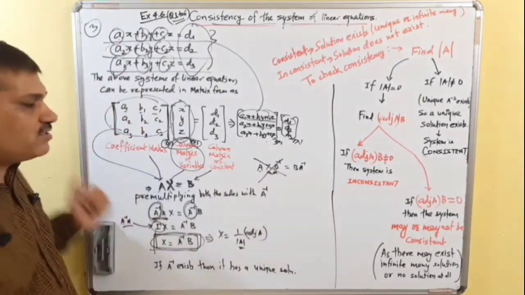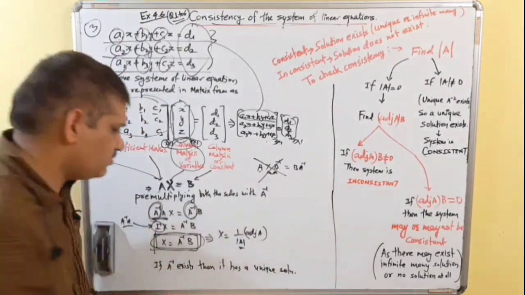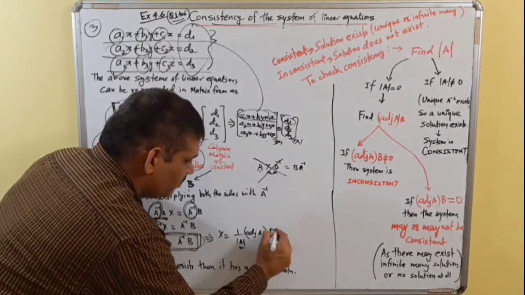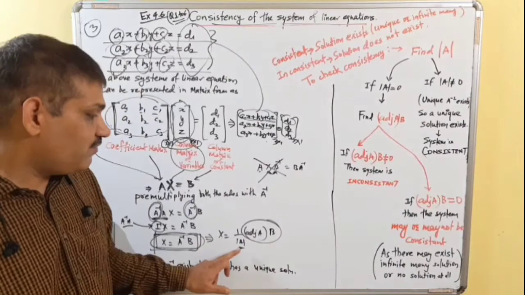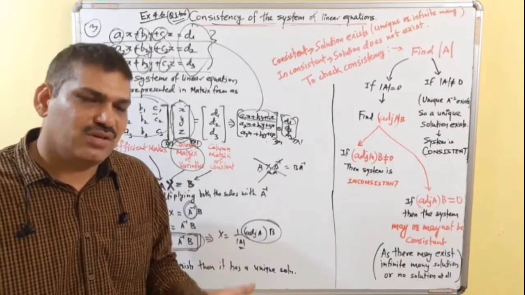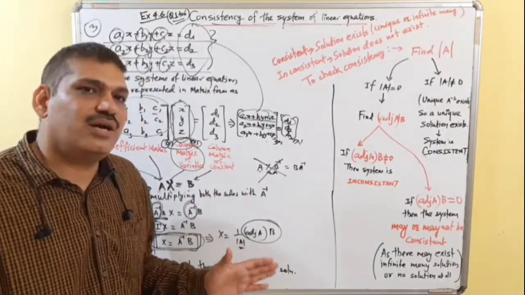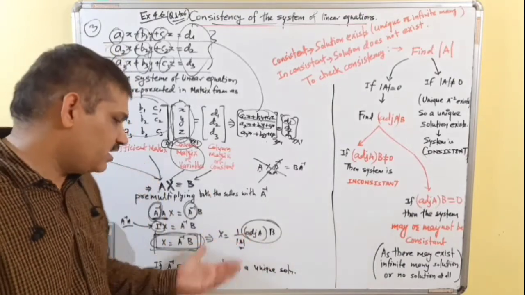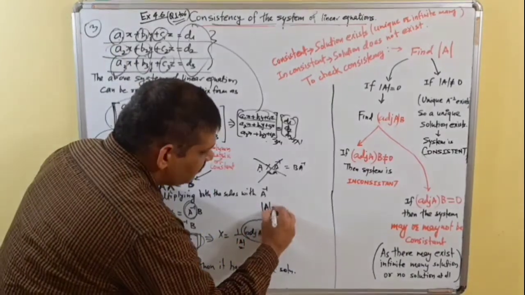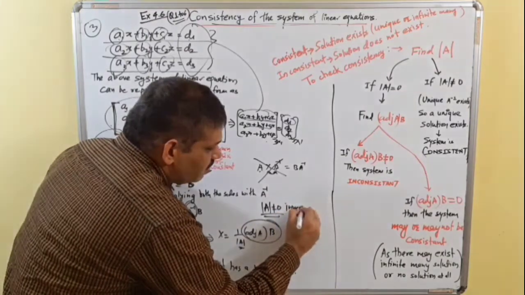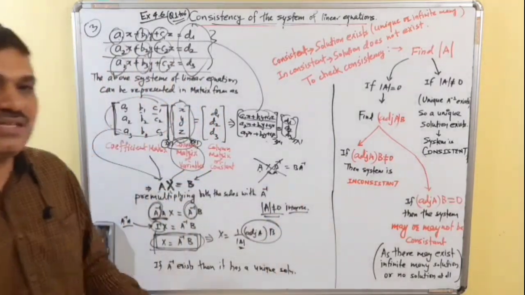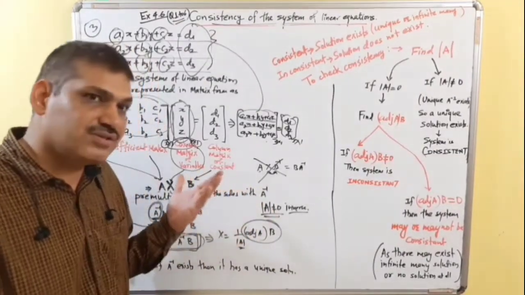Now, first of all, what we do is we find adjoint A into B. Now let's talk about this. If determinant A is non-zero, then obviously we are going to get a unique solution. Determinant A not equal to 0 means inverse exists, that means inverse is unique, so there will be a unique solution.